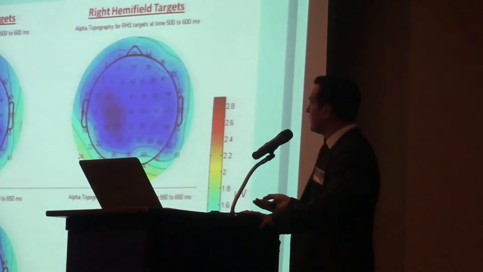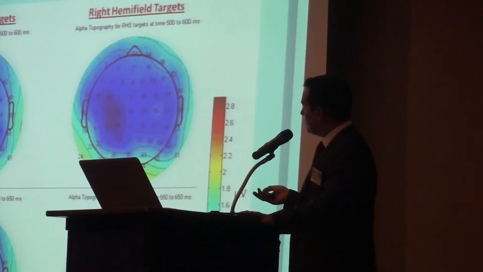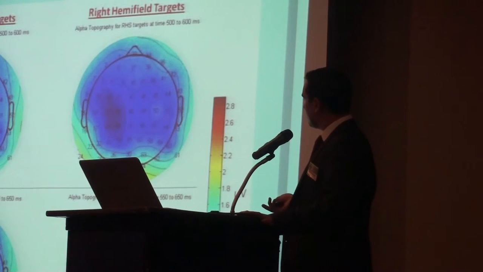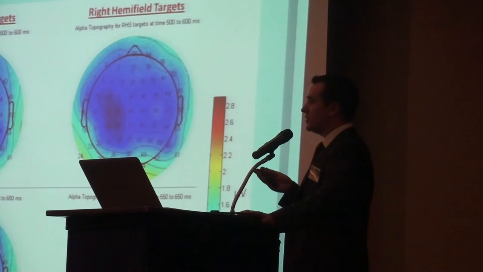This is some alpha band activity that we looked at as well, which is basically looking at the power of the signal on the brain in an alpha frequency. I won't go into too much detail because the results weren't too significant, but you'll see here this dark blue area for right hemifield targets occurred in the left hemisphere of the brain, which is typical of what happens. The left hemisphere controls the right, and the right hemisphere controls the left.